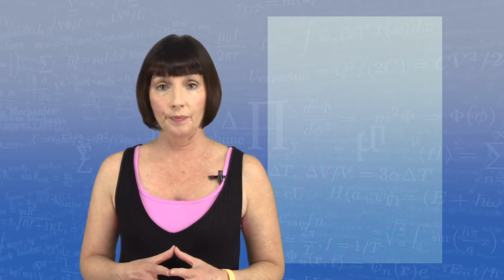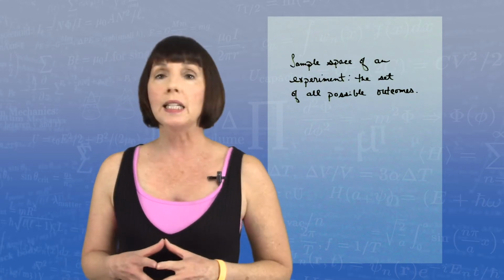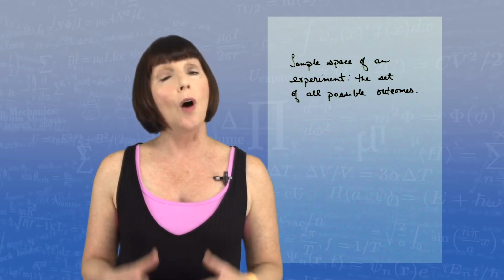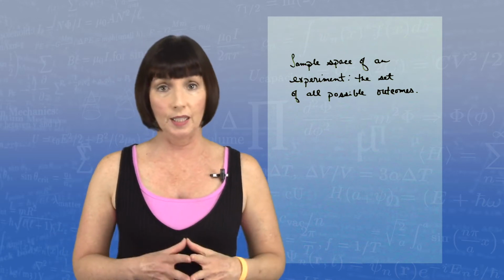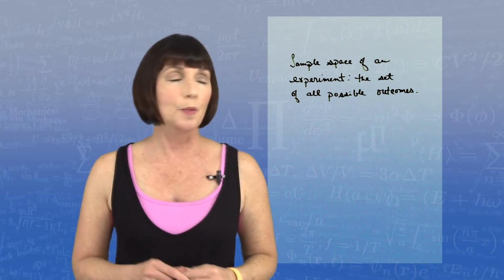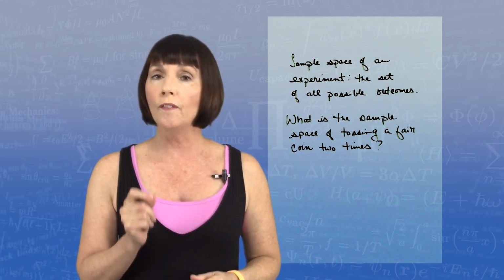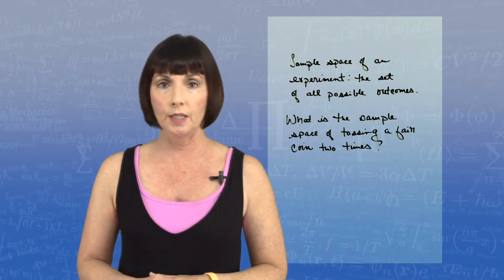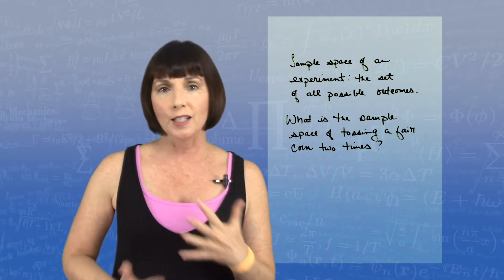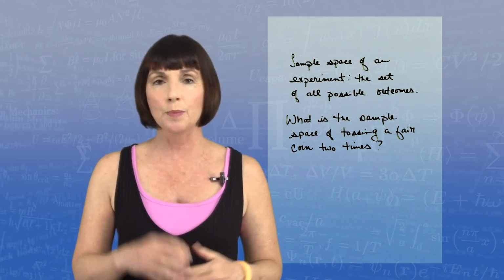When working with probability, it's important to understand the idea of a sample space. The sample space of an experiment is the set of all possible outcomes of the experiment. For example, what is the sample space of tossing one fair coin 2 times? So what are all the possible outcomes we can get in that experiment?